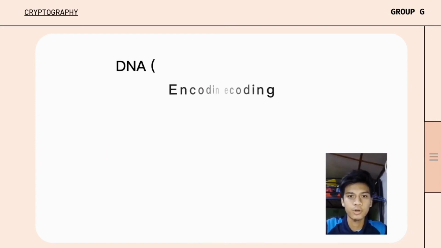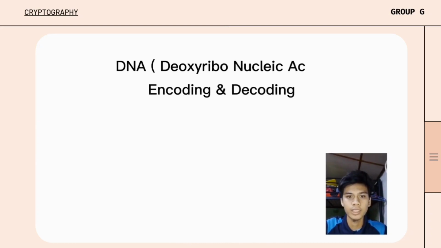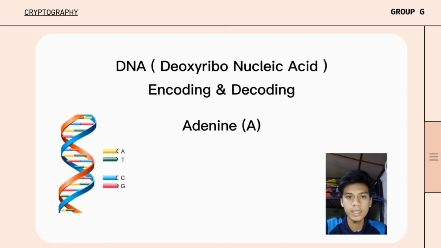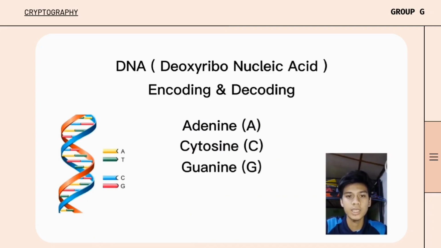I'm going to present about encryption and decryption of image using DNA-based cryptography. So DNA stands for deoxyribonucleic acid, and DNA consists of 4 nucleic acid bases called adenine, denoted as A, cytosine, denoted as C, guanine, denoted as G, and thymine, denoted as T.